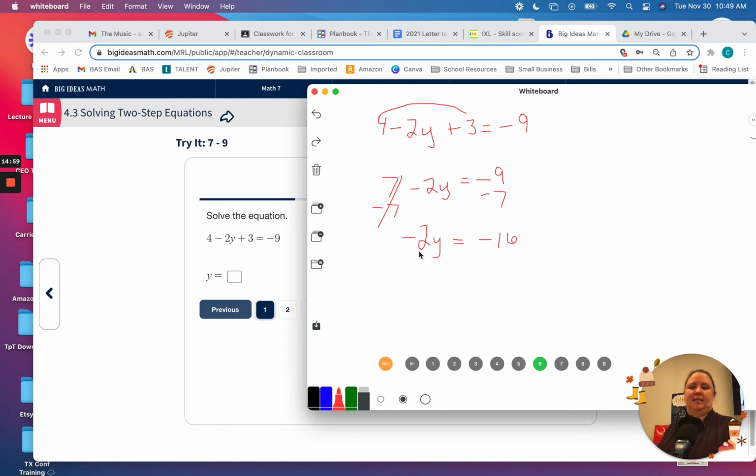Okay, now the last step is to get the y by itself. How do I move this negative 2? Divide by negative 2. So these cancel. I'm left with y. A negative divided by a negative is a positive. 16 divided by 2 is 8. Very good. It's positive too, that's why. It is a positive 2 now. Thank you, Missy. Keep going. You got this.